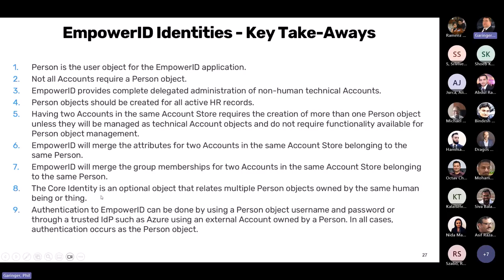Core identity, if you want to use it, we can basically correlate multiple person objects to the same entity. And the authentication to EmpowerID can be done using a person object, username, password, or any trusted IDP source. All right, so you can authenticate into EmpowerID using whatever you want, but you can only authorize into EmpowerID as a person.